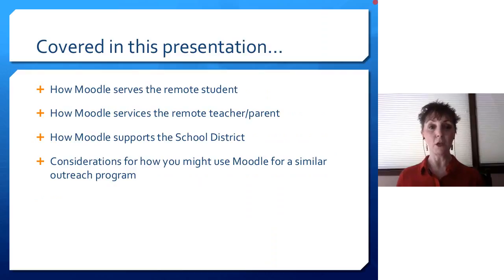My hope in going over this story with you is to have you come away thinking about how Moodle can serve in situations where you have geographic challenges to serve a remote student, and in this case, a situation where you have a remote teacher who is most likely a parent in the homeschooling situation.